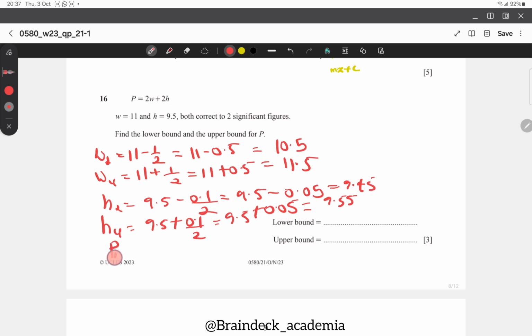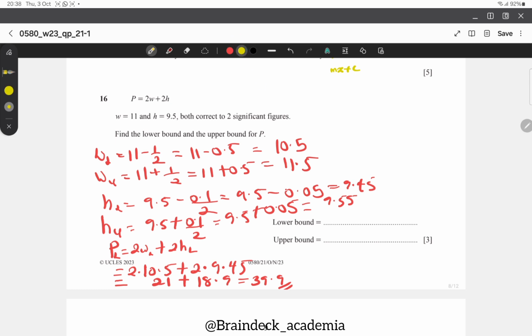So we'll first find P lower bound. It will be 2W lower bound plus 2H lower bound, which is the same thing as 2 times W lower bound, which is 10.5, right? Yes, that's 10.5. Then plus 2 times H lower bound, which is 9.45. So 2 times 10.5 is 21, plus 2 times 9.45 is 18.9. So plus 21 will give me 39.9. So that's the lower bound for P.